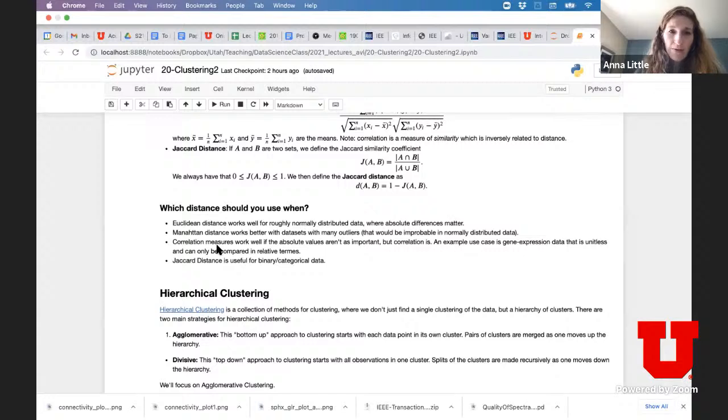Euclidean distance works well for roughly normally distributed data, where absolute differences matter. Manhattan distance tends to work better if you have a lot of outliers in your data. And a correlation measure can work well if you don't really want to measure things in an absolute way. So if your absolute values aren't so important, but your relative values are, or the correlations are, that can be a good way to go. And then Jaccard distance is useful for binary or categorical data.